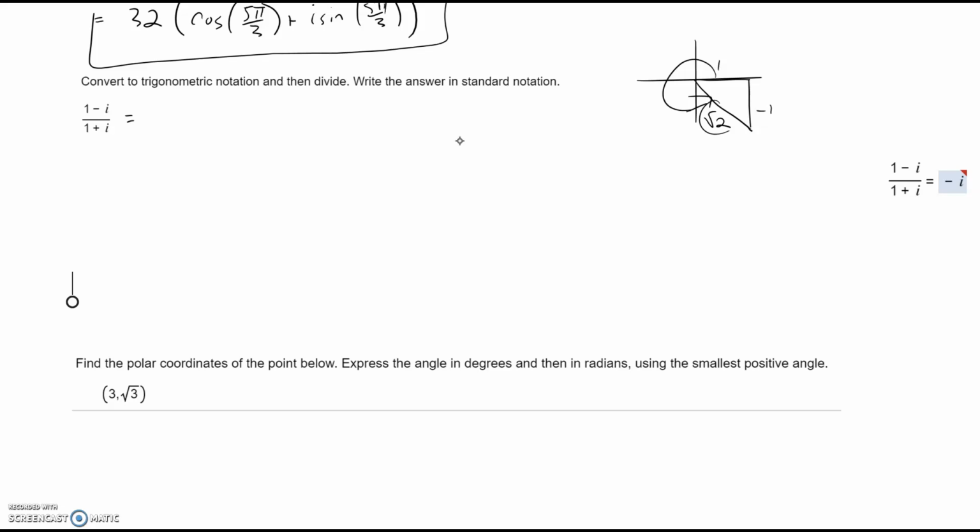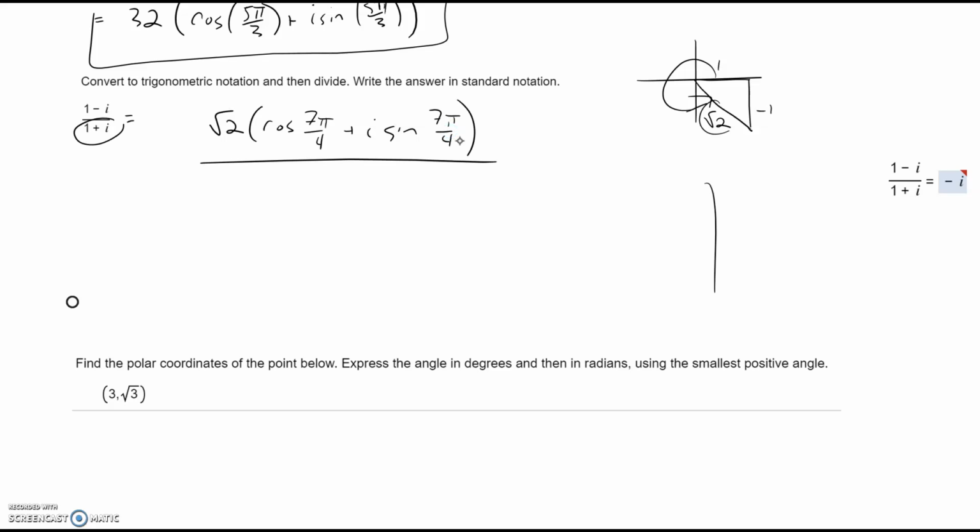So I'm going to divide root 2 times the cosine of 315. Maybe we'll use radians this time. So that should be 7 pi over 4, right? Plus i sine 7 pi over 4. And we're going to divide that by this number, 1 plus i. So that's the same triangle. It's just in quadrant 1. So that'd be pi over 4. Cosine pi over 4 plus i sine pi over 4. And then, of course, that'd be root 2.